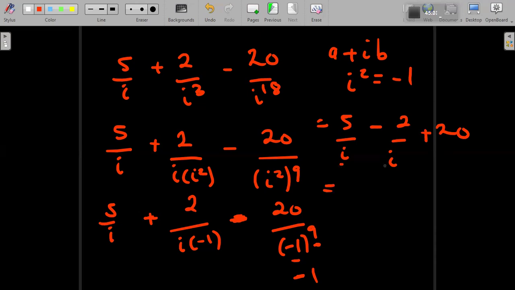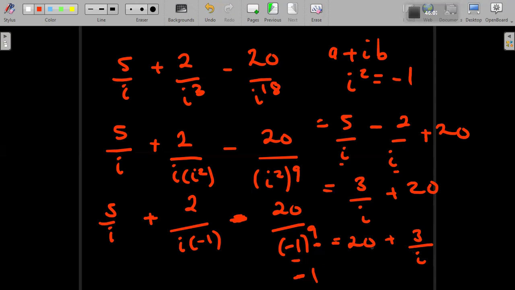Okay, these are having the same bases, so I can just subtract what's on top and keep the base. So it will be 5 minus 2. I'll get 3 over i. Then I have plus 20, like that. So here, have we gotten the form that they're asking for? You have this where you have 3 divided by i.